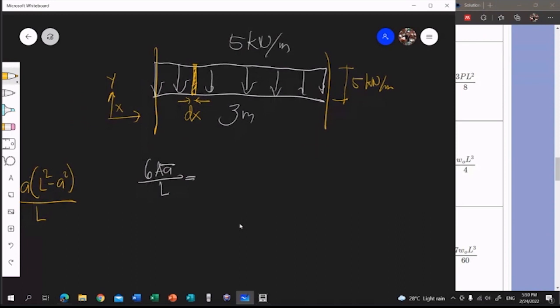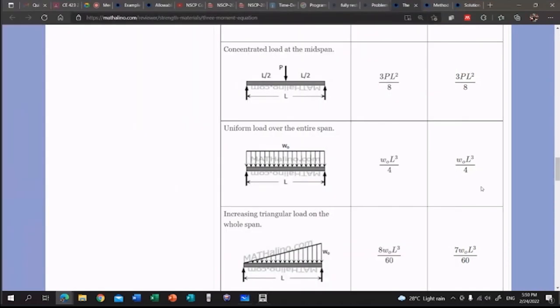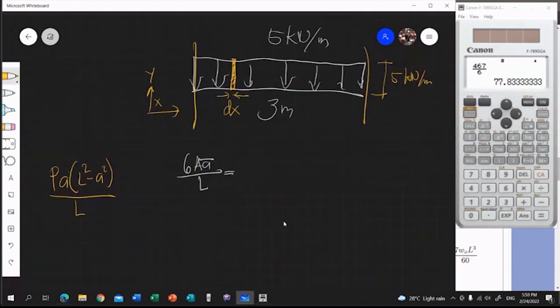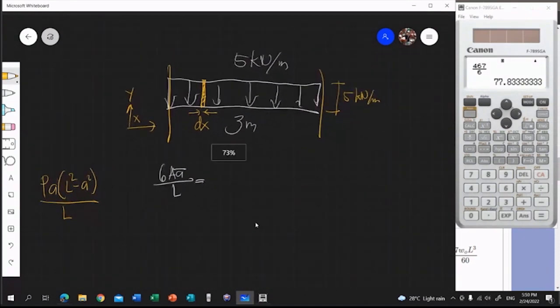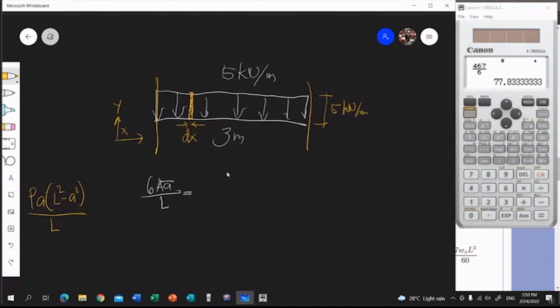But let me introduce to you another method. You can use this one or this method. We can choose which one to use. Okay, so this method involves integration.